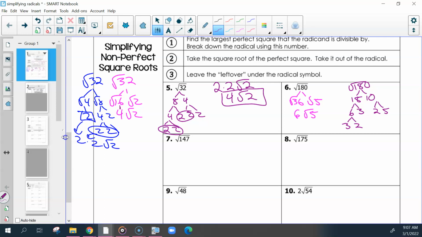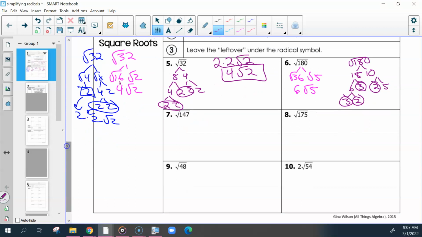Here we have 2 2s and 2 3s. So those would be the pairs that come out. The only thing that would be left on the inside is the 5 by itself. So we'd have a 3 that comes out, a 2 that comes out, and the square root of 5 would stay in, which would be 6 times the square root of 5. So do you get the same answer? Yes. It's just longer.